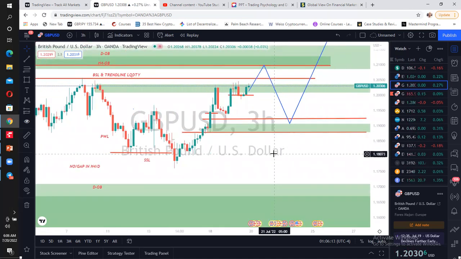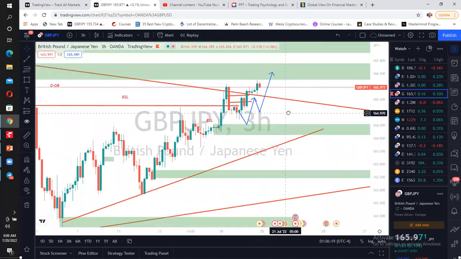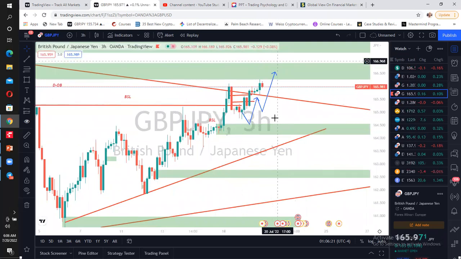Then let's go to the next pair, which is Gbpjpy, performing as anticipated. As you guys can see, it's performing as anticipated. There is a fair value gap between here and here. They came into the fair value gap, all right, and up. So this is amazing.